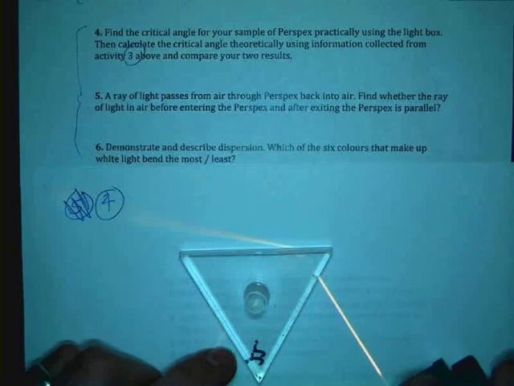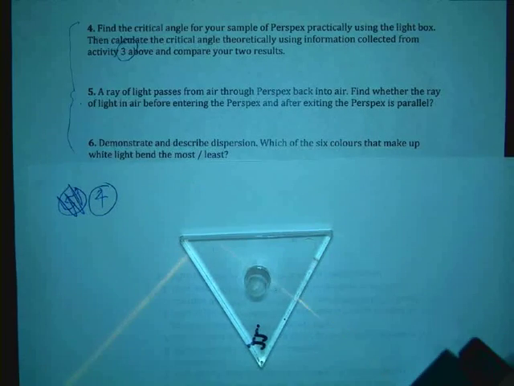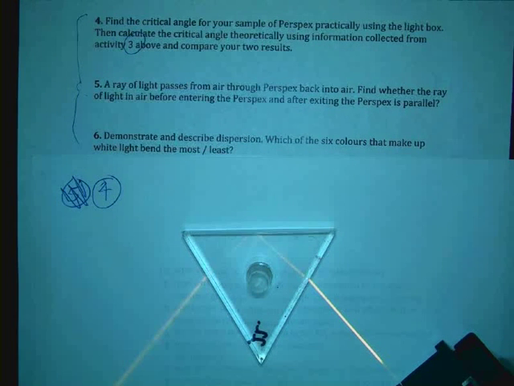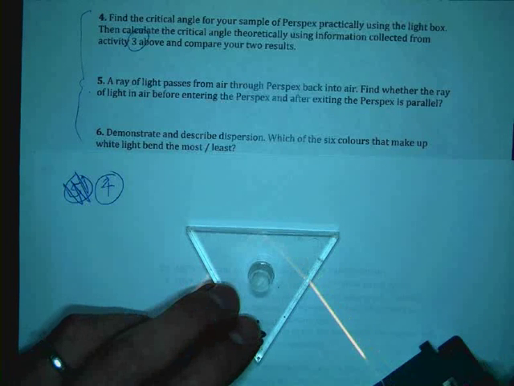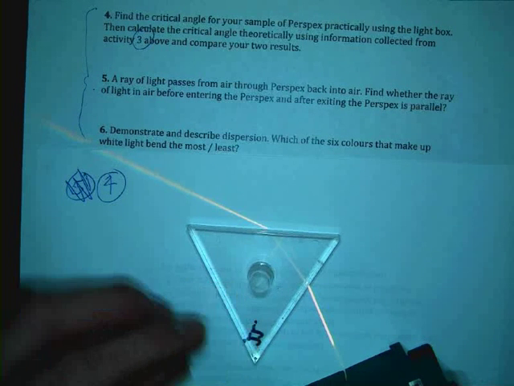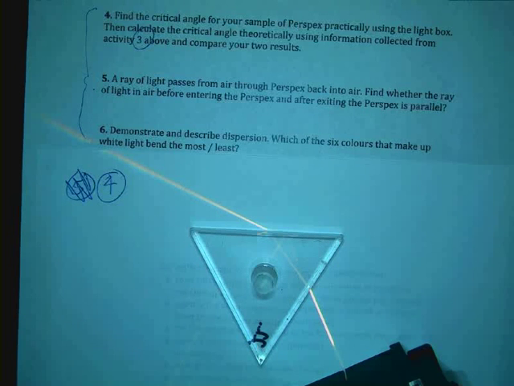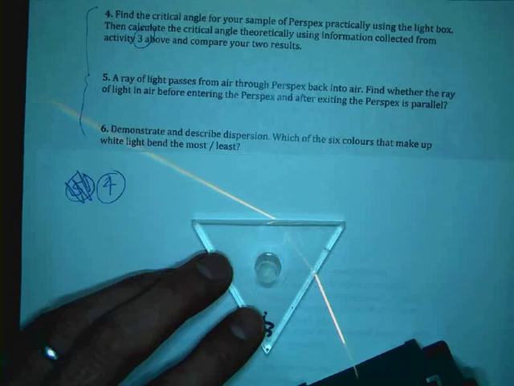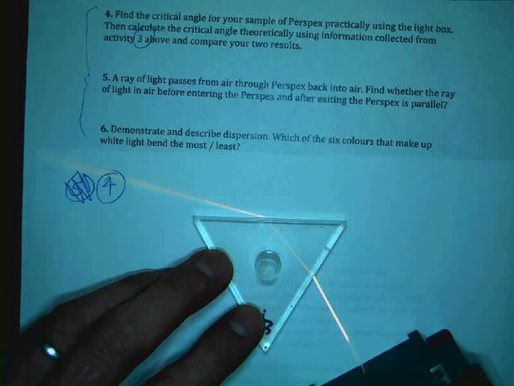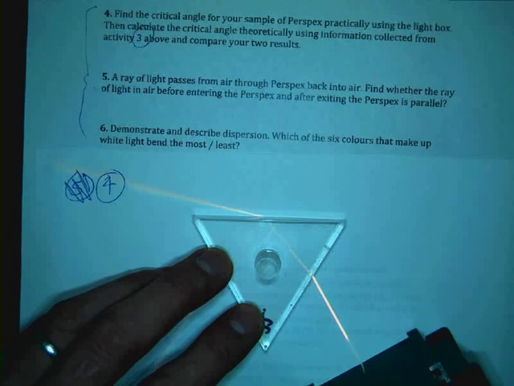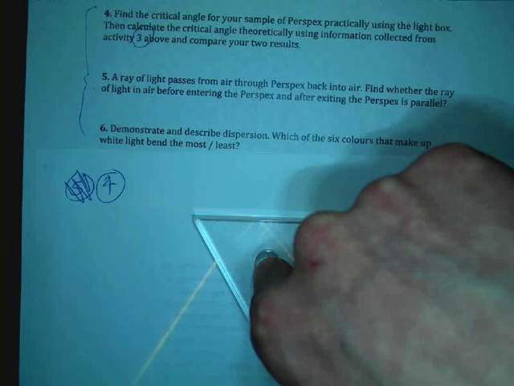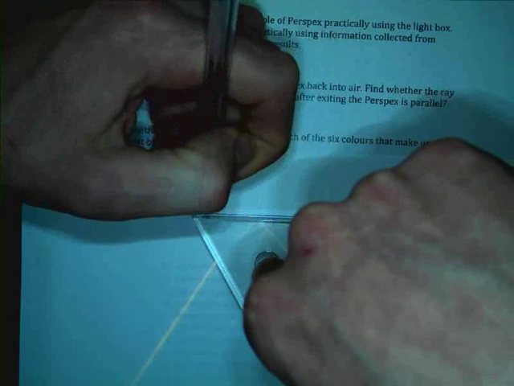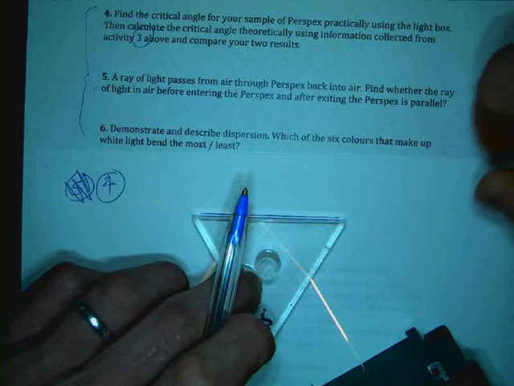Chunk of perspex, beam of light. Remember, the critical angle is where the beam of light doesn't escape from the denser medium. Okay, so that's past the critical angle. We need to go less, and that's less than the critical angle. Right, so what we need to do is get to the point where it refracts and runs parallel to the surface. And let's say that is pretty much it.